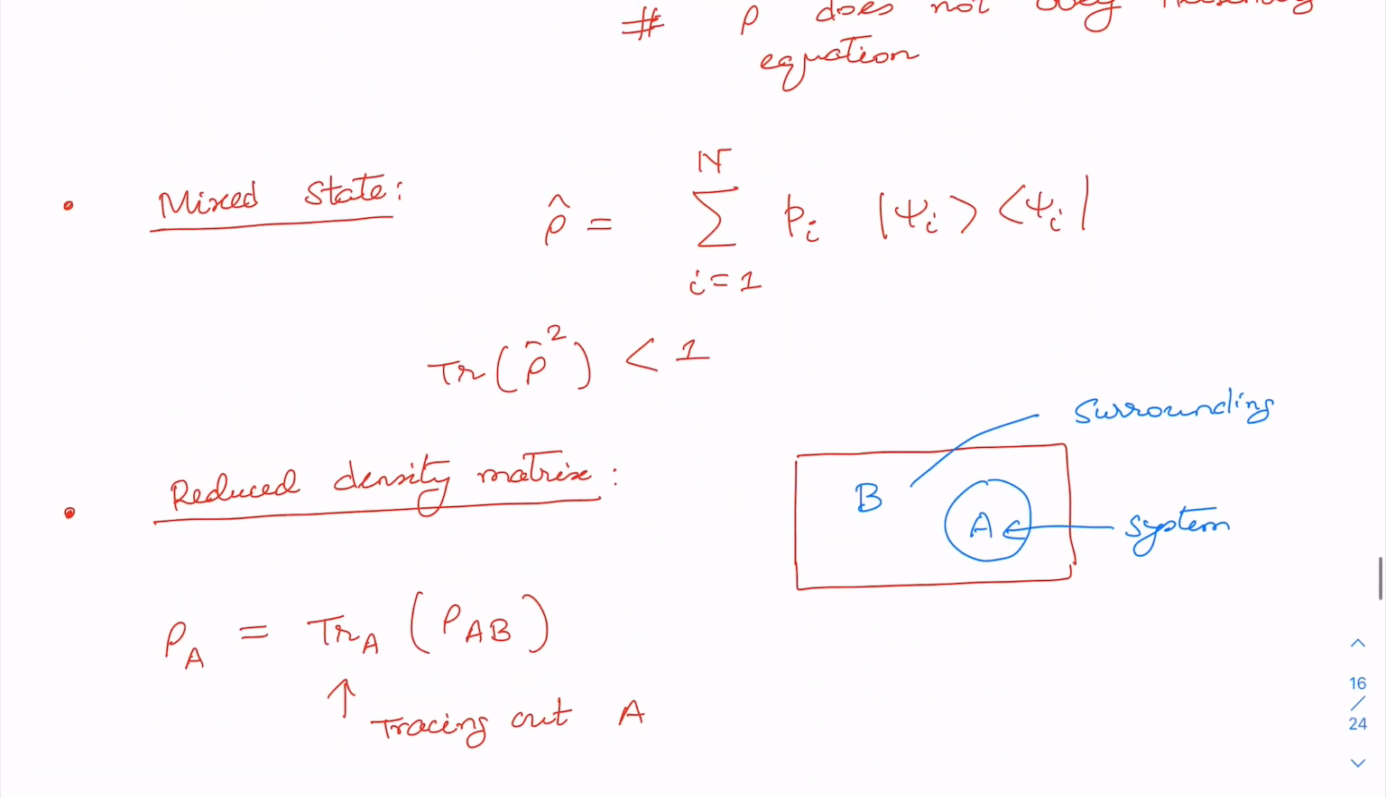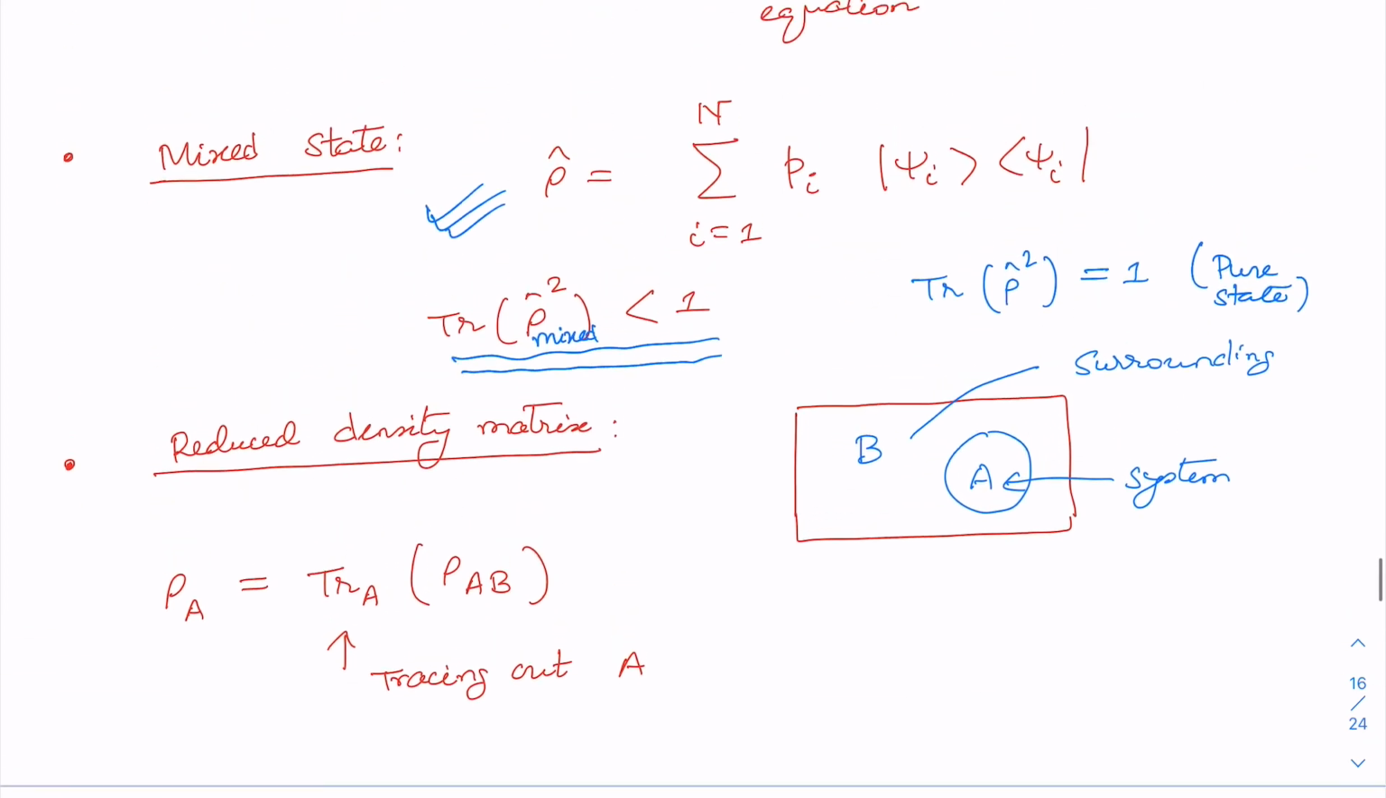Then if we consider a mixed state, the density operator is given by this expression. And to find out whether a system is in a mixed state or a pure state, you just have to take rho squared of the density matrix and then take the trace. If the trace of rho squared is found to be less than 1, then it corresponds to a mixed state. On the other hand, if the trace of rho squared is equal to 1, then that corresponds to the so-called pure state.